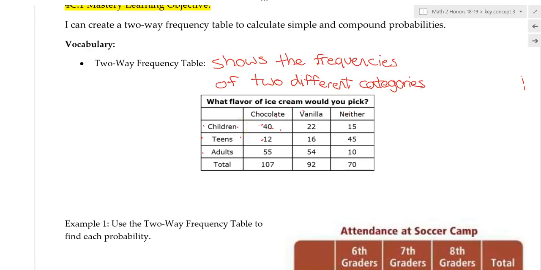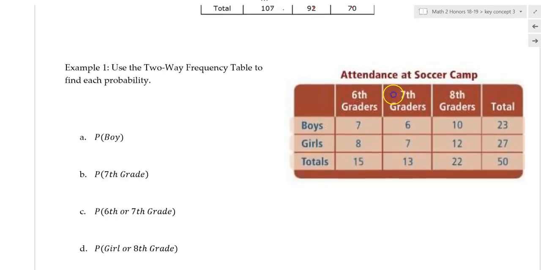A lot of times they'll have a total at the end. This one doesn't. It only has the totals down here, but usually it'll have totals on both, the age and the chocolate, or the question, whatever. So let's look at an example.